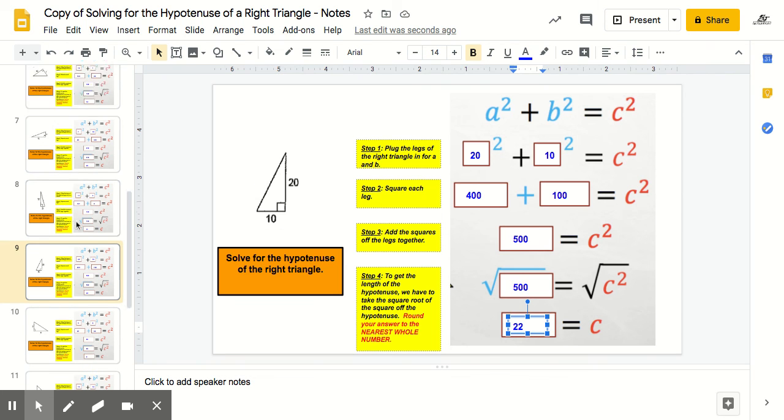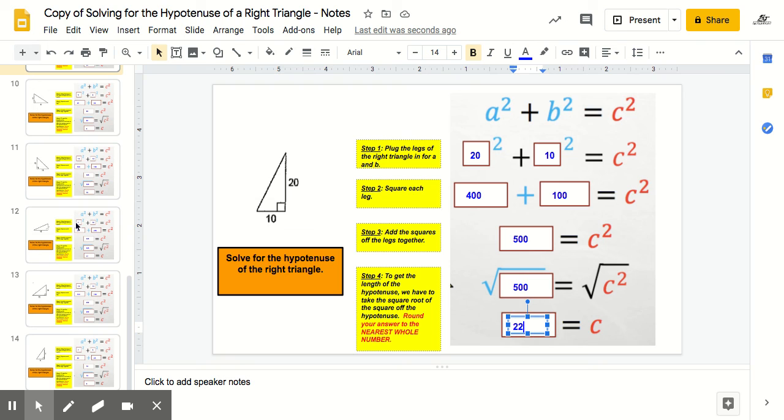All right, guys, there are some other examples that you can look at to help you complete the assignment for today, but you're going to be doing the same thing, solving for the hypotenuse of 10 different right triangles. Okay, guys, as always, if you have any questions, please ask.